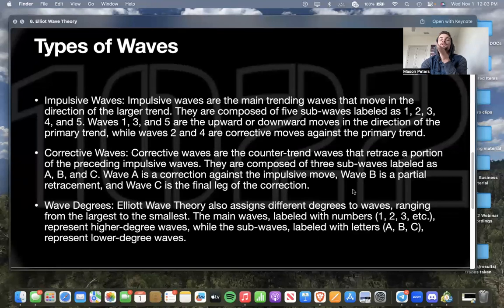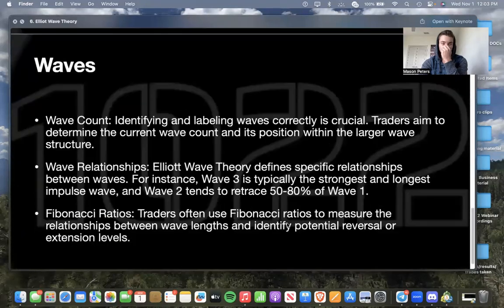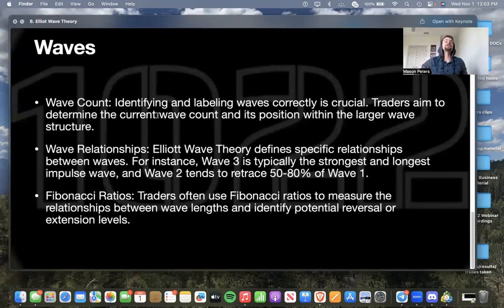Elliott waves also assign different degrees to waves, ranging from the largest to the smallest. The main waves labeled 1, 2, and 3 represent higher degree waves, while subwaves labeled A, B, C represent lower degree waves. Traders aim to determine the current wave count and its position within the larger wave structure. So we're going to start on the daily, then go to the 4 hour, and then the 1 hour, and then the 15-minute. Wave 3 is the strongest and longest impulse wave, and wave 2 tends to retrace 50 to 80% of wave 1. Fibonacci ratios can be used to measure the relationships between wavelengths and identify potential reversal or extension levels.